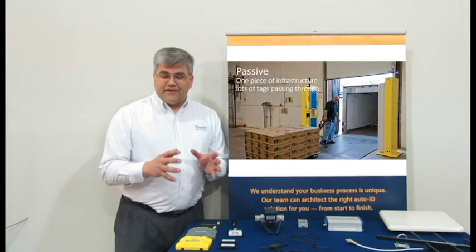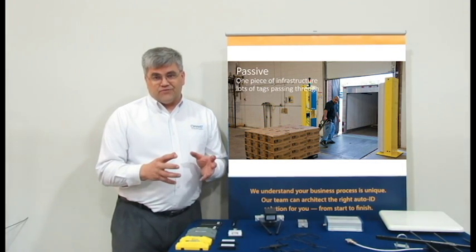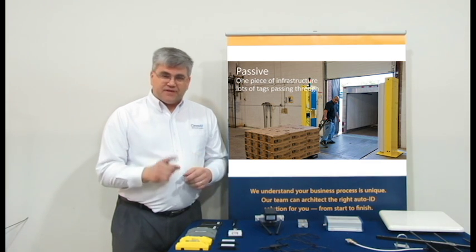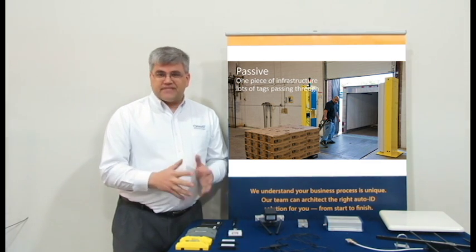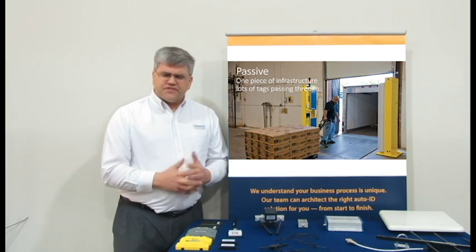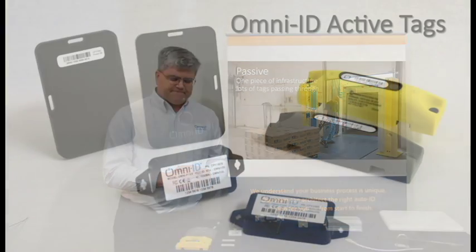If you've got a very tight area, ideally even a choke point like a doorway, passive makes a lot of sense because you have one piece of infrastructure and lots of tags passing through. So those are some of the choices that we make when we choose those technologies.